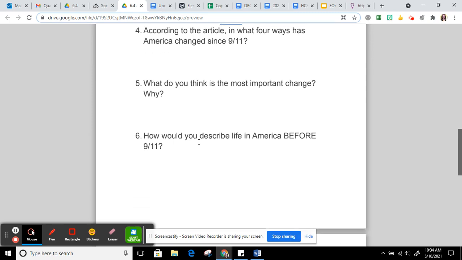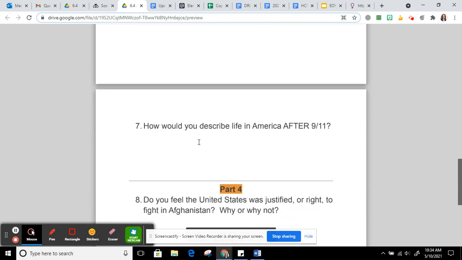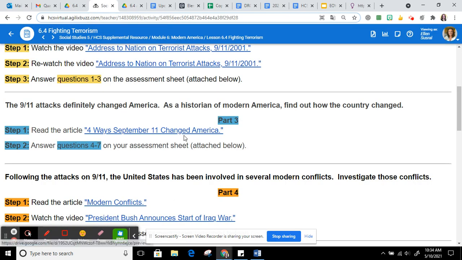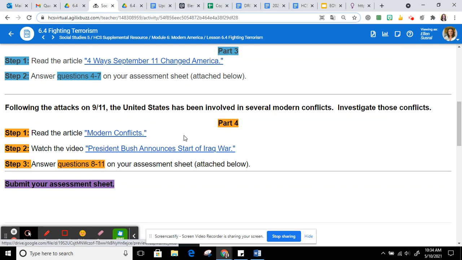Number 6, how would you describe life in America before 9/11? What was life before this major event happened in our nation? And then number 7, how would you describe life after 9/11? How did it change? How did America's life, the people here, how did their lives change after this major event? And then you'll move on to your last part, which is part 4.